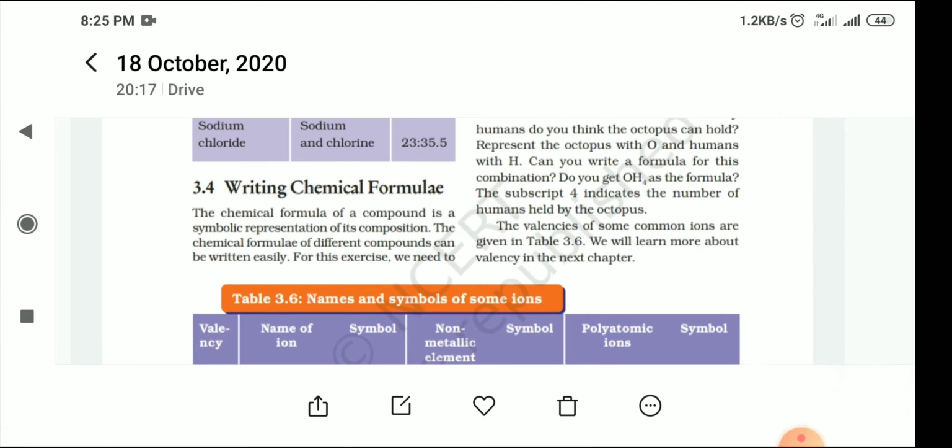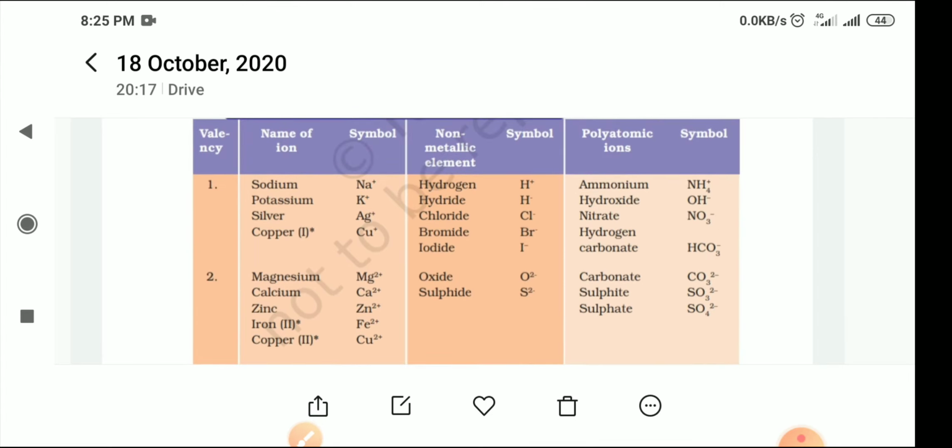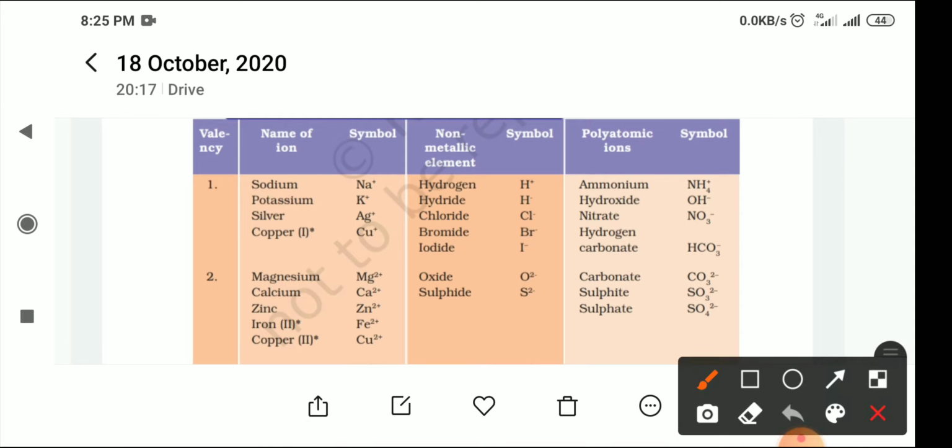Now let's do more. Suppose these are the different valencies, and the symbols are also written. You have to learn that. And these are the different kinds of polyatomic ions. When we talk about ammonium, the valency is +1. In the case of hydroxide, the valency is -1, which means 1. Nitrate is NO3, -1. Hydrogen carbonate, HCO3, is -1. In the case of carbonate, it is -2. So you have to learn these valencies. Okay, fine.